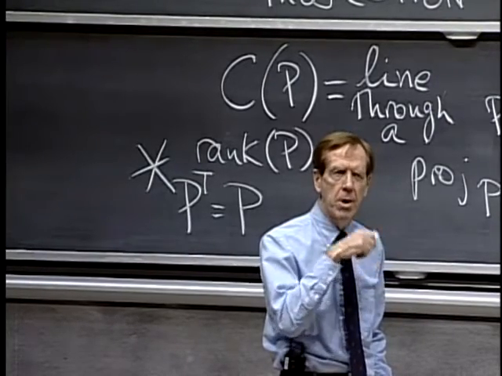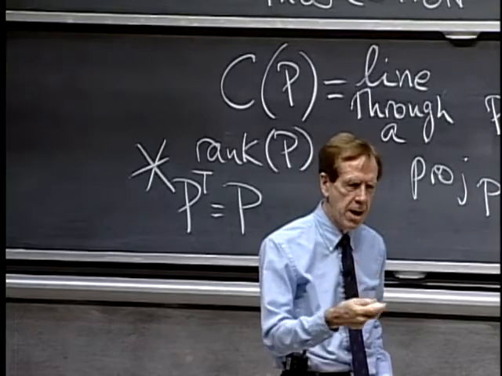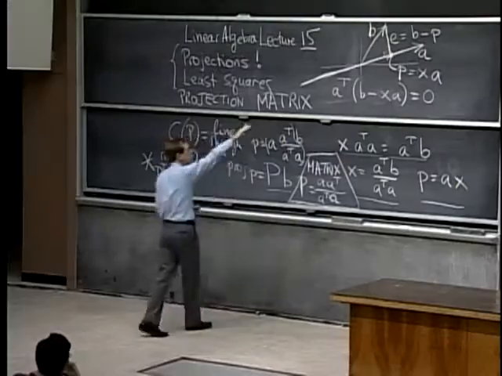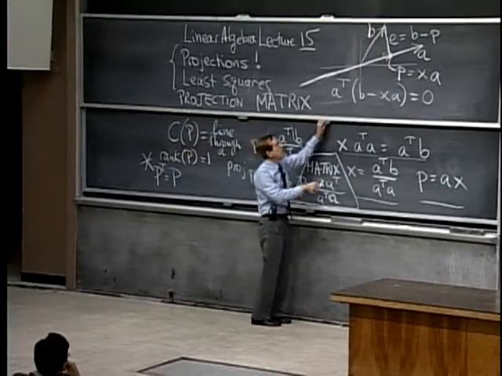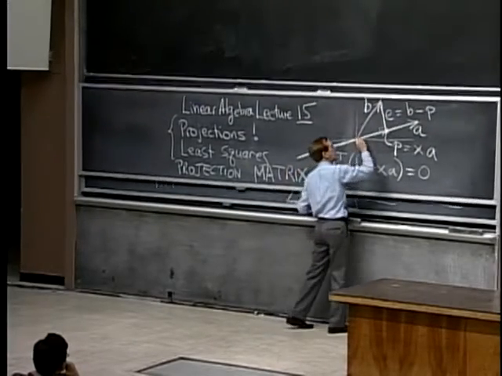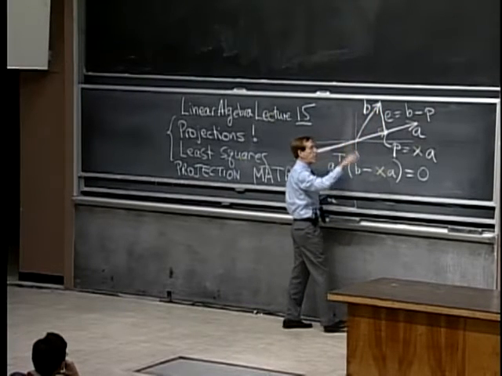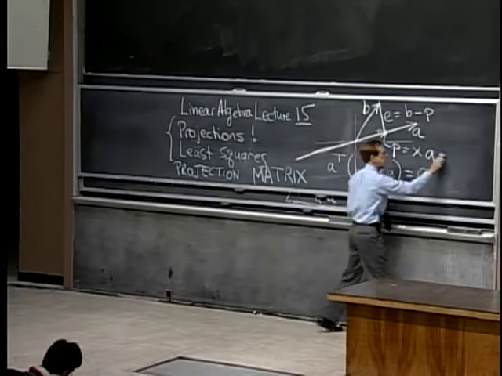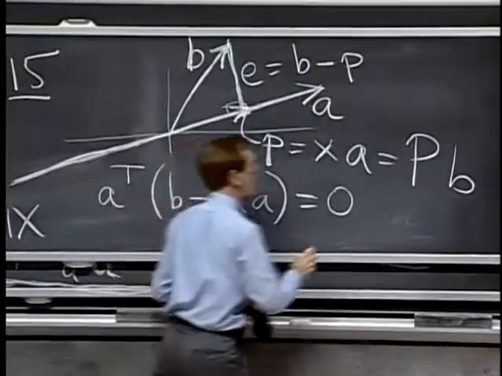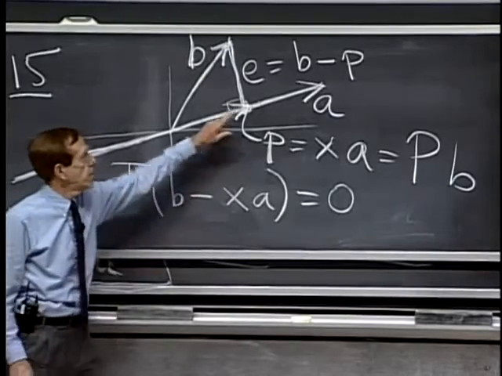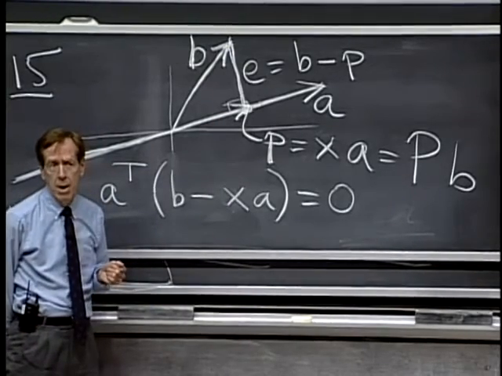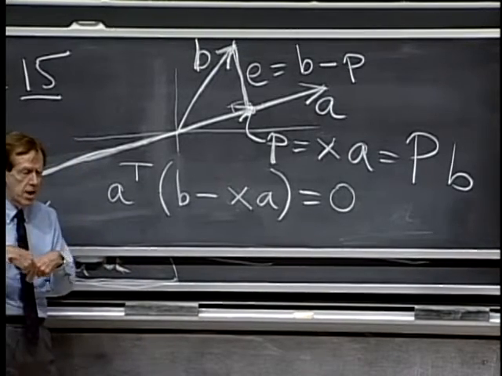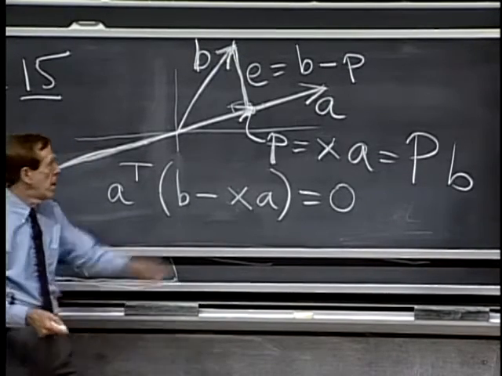So I'm looking for some information about P squared, just in terms of that picture. In terms of my picture, I take any vector b, I multiply it by my projection matrix, and that puts me there. So this is Pb. And now I project again. What happens when I apply the projection matrix a second time to this?